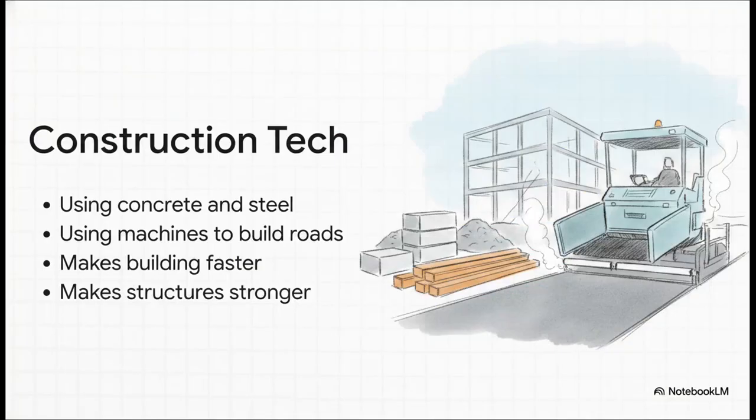Things like using high-tensile steel and reinforced concrete have fundamentally changed the physical limits of urban density. You combine those materials with heavy, mechanized equipment used to build roads, and suddenly construction is way faster. It lets us engineer structures that are exponentially stronger and safer than at any other point in human history.